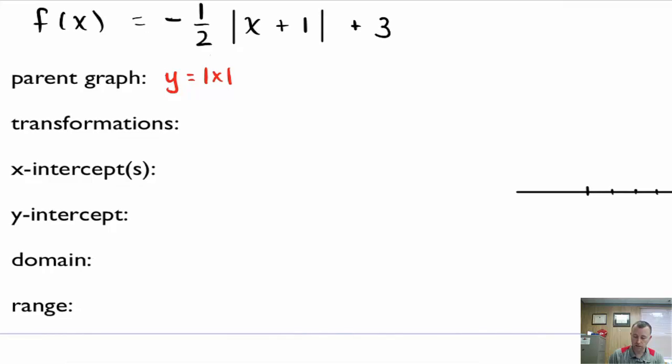So this one, we have a negative. We have to look at that negative. I'll even put the symbol here. The negative is a flip. I like to say flip as a reflection over the x-axis. So that's your first one. Your 1/2, that's going to represent your vertical compression.